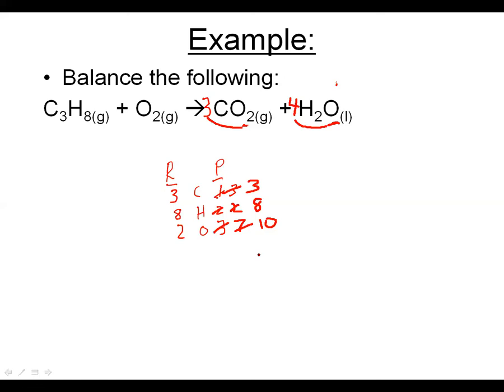At that point, we can now fix the oxygens by coming back to the other side and putting a 5. That gives us 3 carbons, 8 hydrogens, and 5 times 2, which is 10 oxygens. So this would be balanced with the 1, 5, 3, and 4 as the coefficients. Much like everything in chemistry, even though this coefficient is 1, when we balance an equation, we typically don't write the 1 in. Not necessarily wrong, I guess, but usually don't put the 1 in front or anything like that. Any questions on this one here?